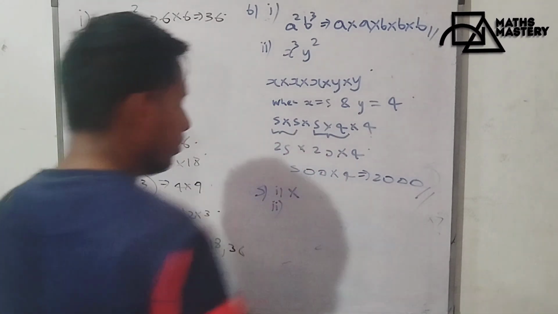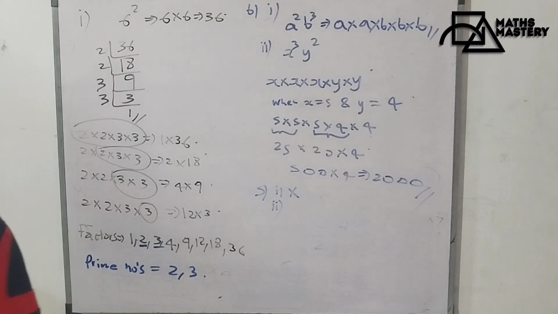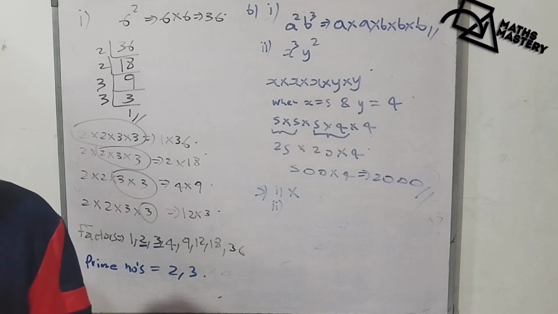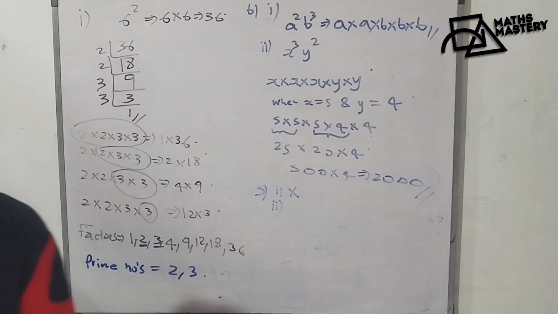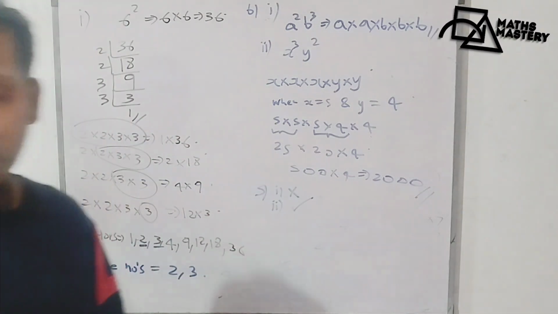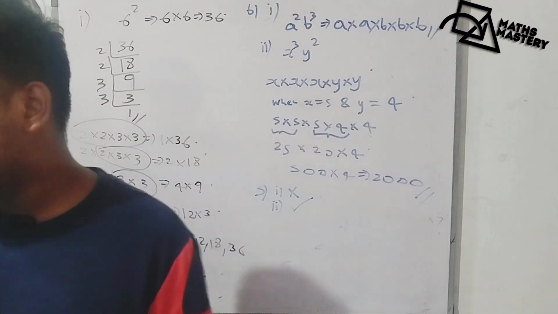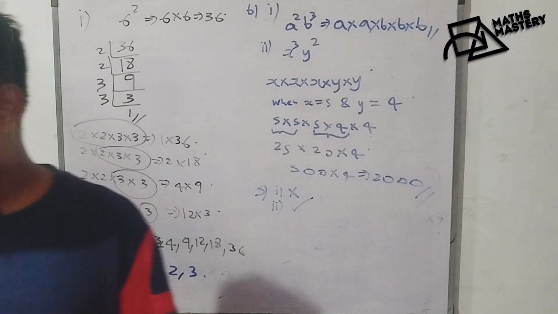Let's go to the Roman number 2. Any number which can be written as a power of 2 has 2 as its only prime factor. That is correct. Okay, because it's a power of 2, students. If it's a power of 2, it will never be divided by any other prime number.